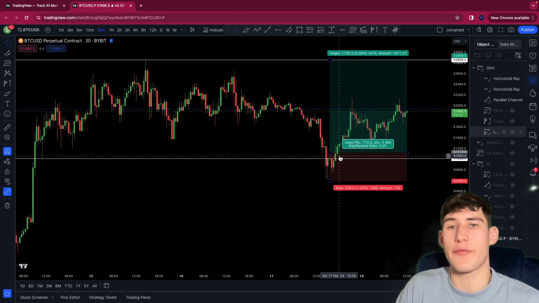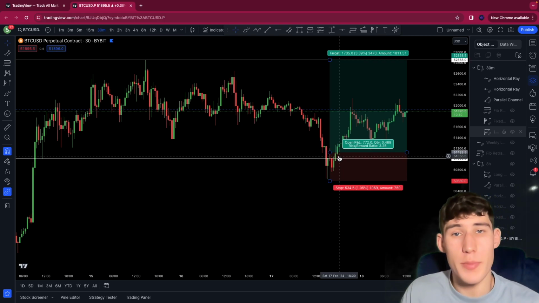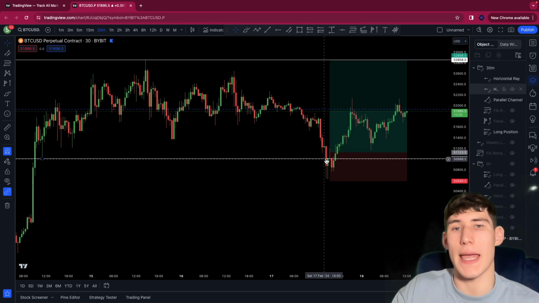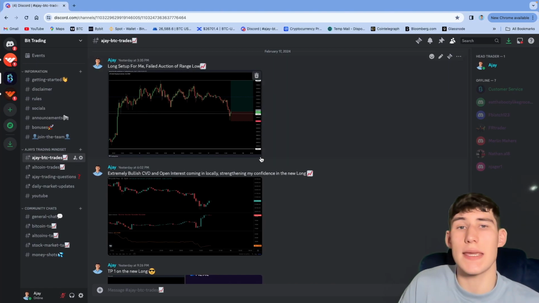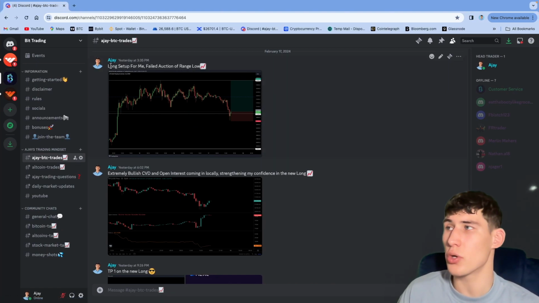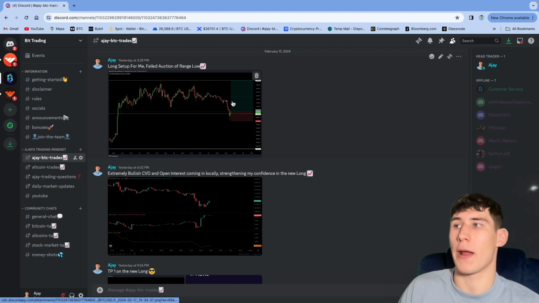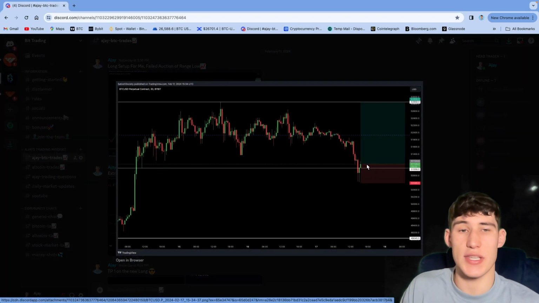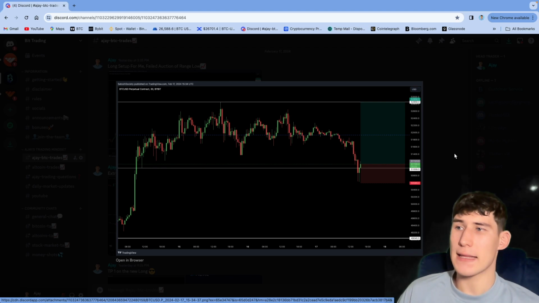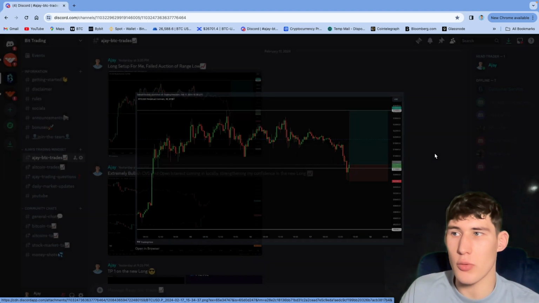And after forming this failed auction of the range low, I told my team on the Visionary Discord that I was entering into a long position. So taking a look at the Visionary Discord, we can see long setup for me, failed auction of range low. So here's the setup that I gave the team on the Visionary Discord, and you can very clearly see this was the trade that I was looking at entering.